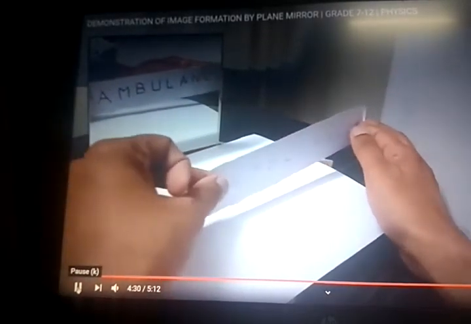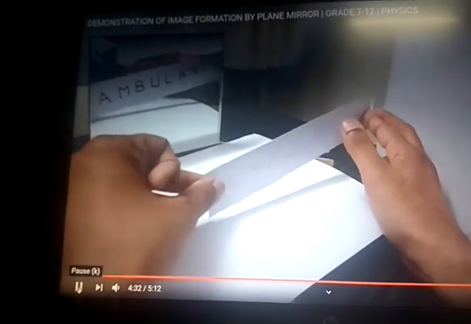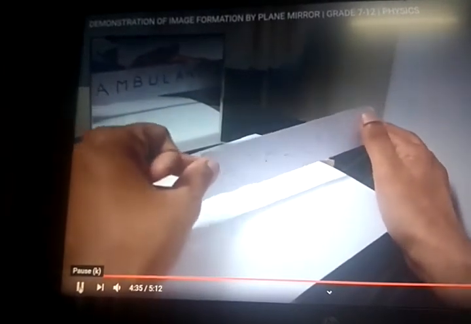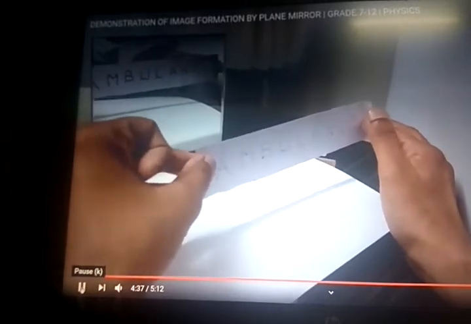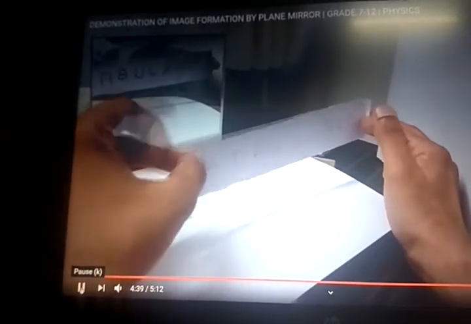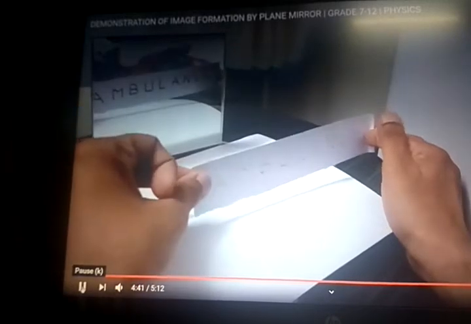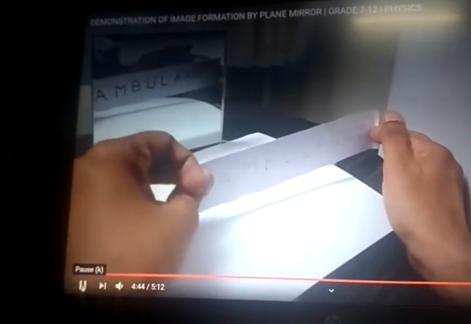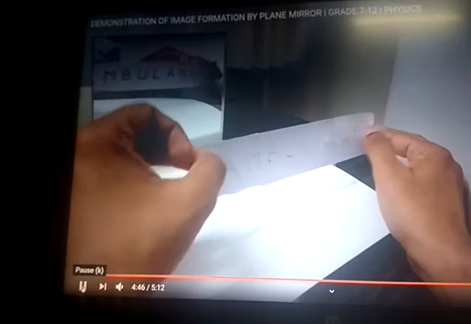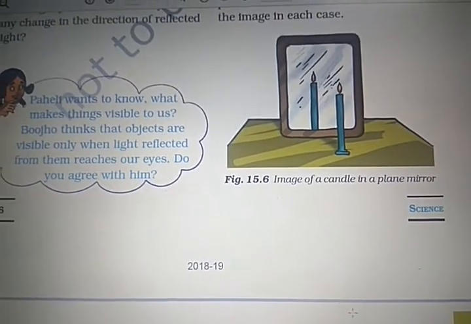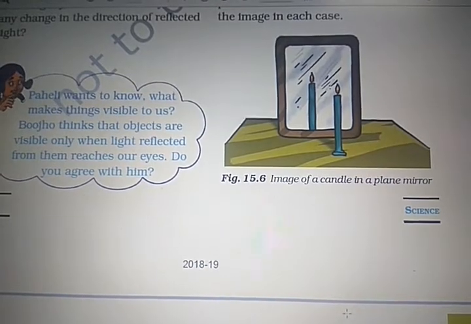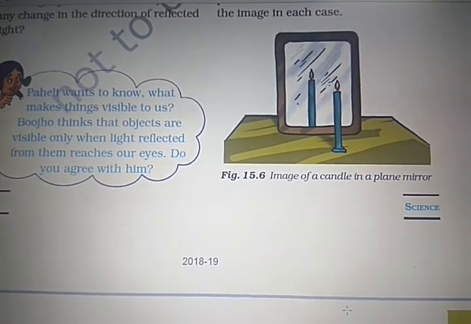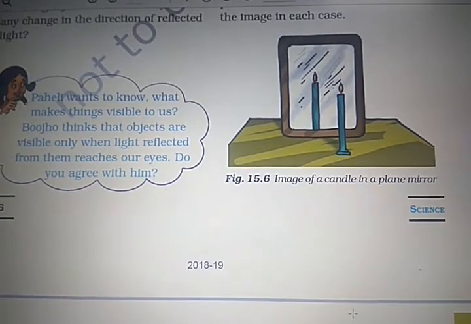So if I show you with a more closer look, you can see that all the ambulance letters are written very properly and appear straight. So that's why what happens is, this is not only the property of plane mirror, in all the mirrors this lateral inversion takes place. That's why you might imagine why the ambulance which is written are always inverted in front of the ambulance van.